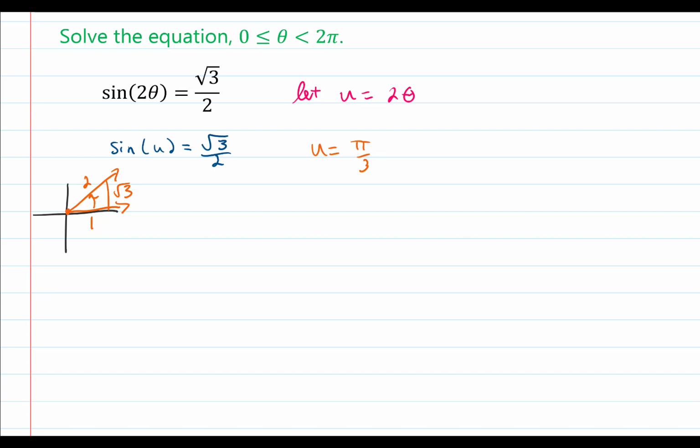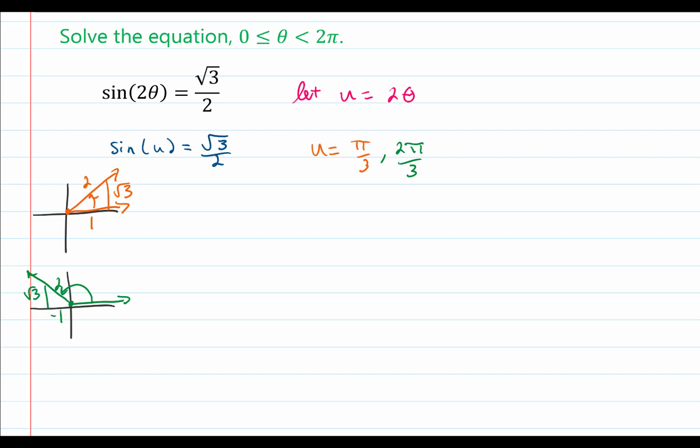Our second solution for u will come from the second quadrant, where sine is also positive, a positive ratio. It also has an opposite side of square root of 3, also has a radius or hypotenuse of 2, but the adjacent side is negative 1. This is our second solution for angle u, and so that would be an angle of 2 pi over 3.